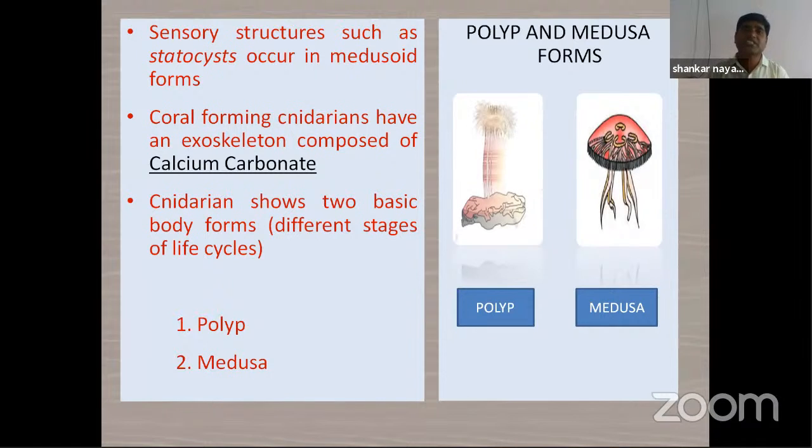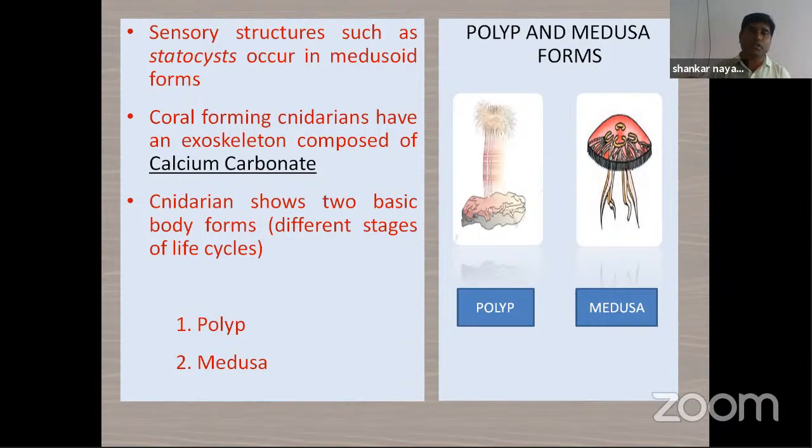And sensory structures such as statocysts occur in medusoid forms. Usually two types of body forms are there, polyp and medusa. This is the specialty of these animals. When it is in medusoid form, we can see statocysts. What are statocysts? Statocysts are sensory structures or sensory cells.